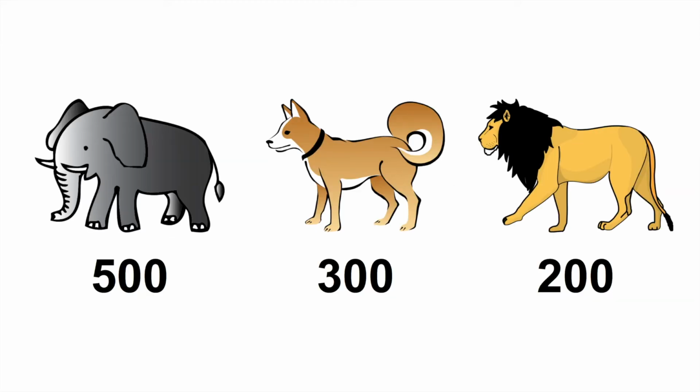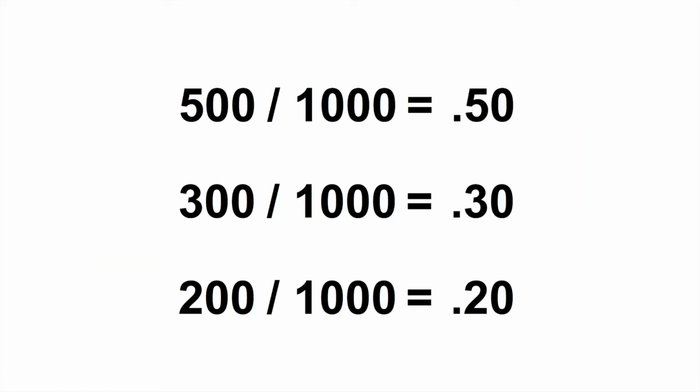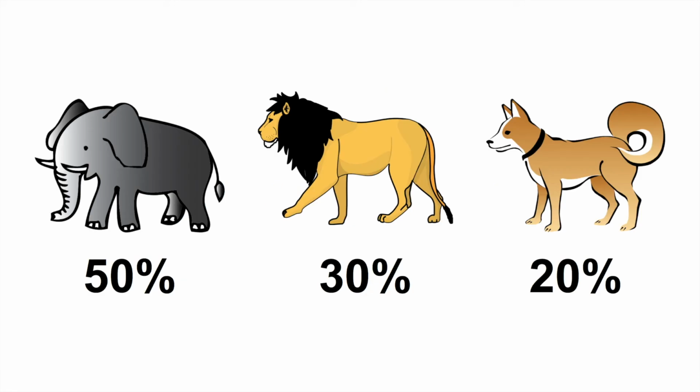The first step for the Naive Bayes classifier is to find the priors of each animal class out of all the animals from the population. In this case, there are 1,000 animals in the population. 500 of them are elephants, 300 of them are dogs, and 200 of them are lions. The classifier will divide the number of animals in one type by the total animals in the population. Therefore, the priors of the elephants, dogs, and lions will be 50, 30, and 20% respectively.